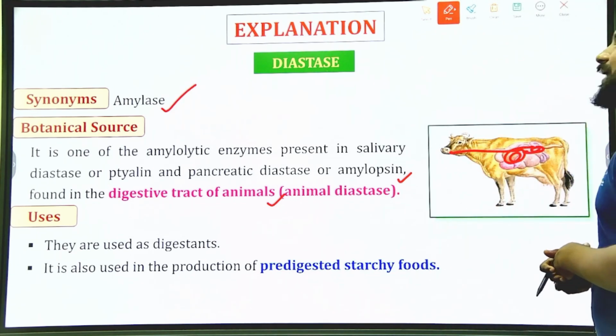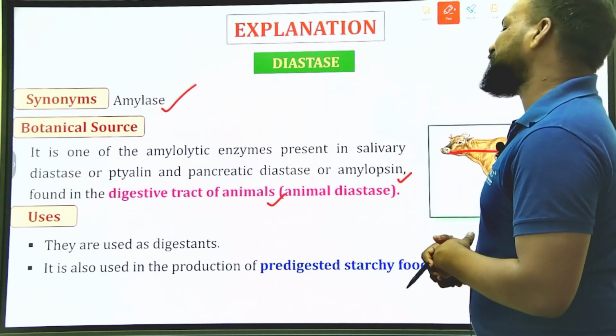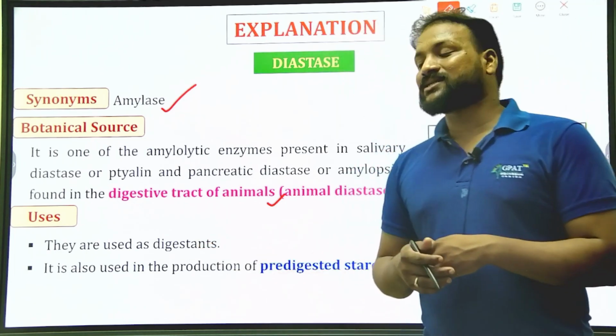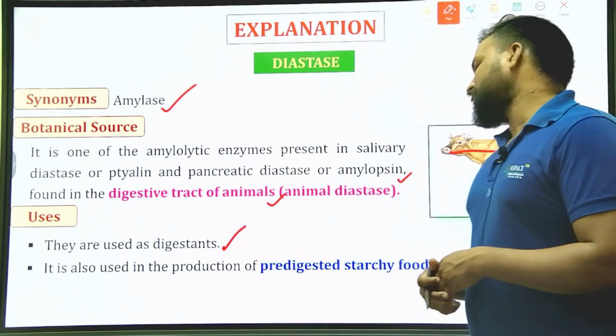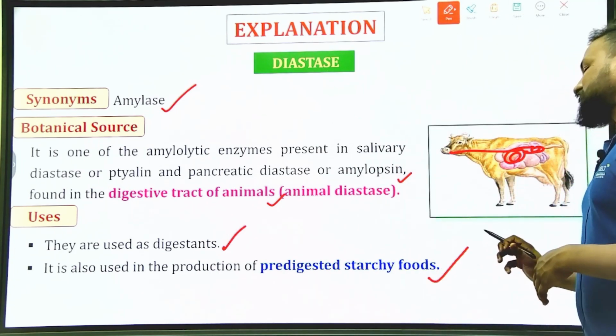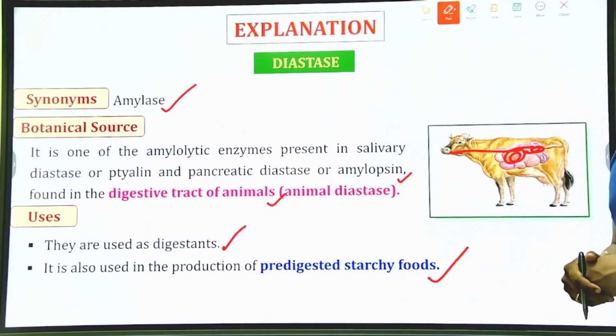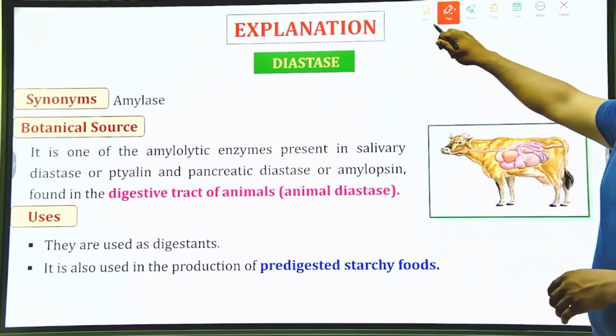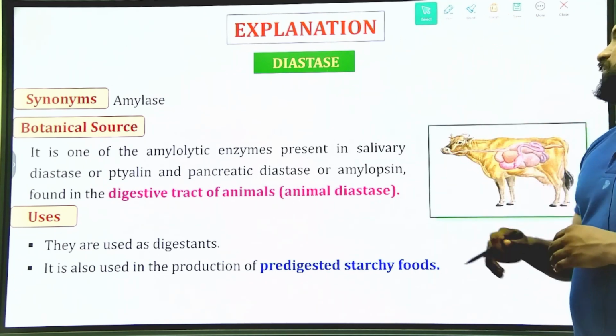It is an amylolytic enzyme, that is amylase. Yes, this is used as a digestant and used in the production of pre-digested starchy foods. So that's it: diastase and enzyme amylase.